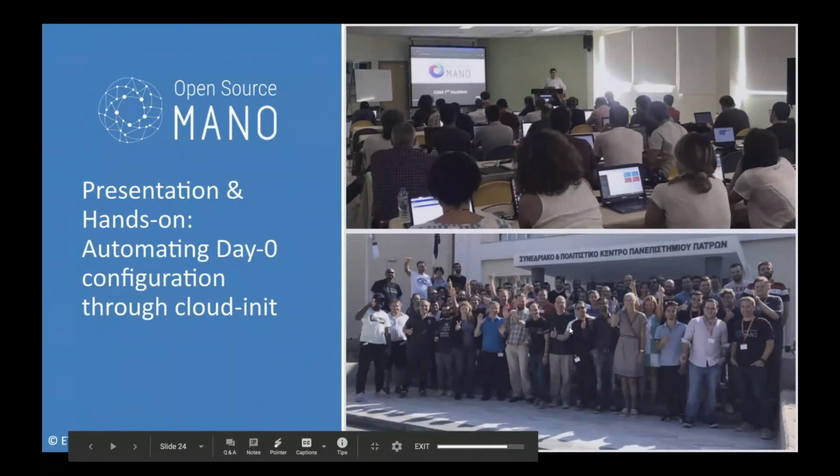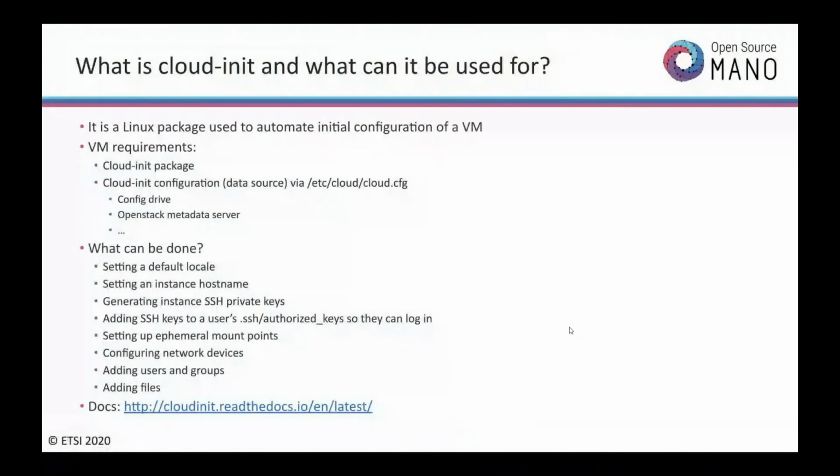cloud-init is a Linux package that we use to automate the configuration of a VM. It has a lot of limitations, but it also brings us a lot of advantages, because with cloud-init we can set, for example, the locale, the language of the VM, inject SSH keys, inject user configuration like passwords, and inject public keys so that we can authenticate to the VMs without a password.